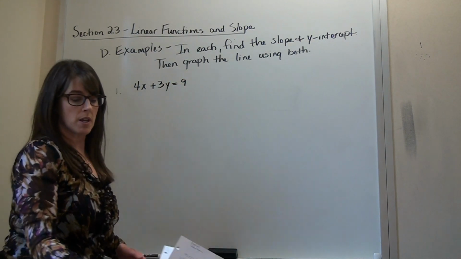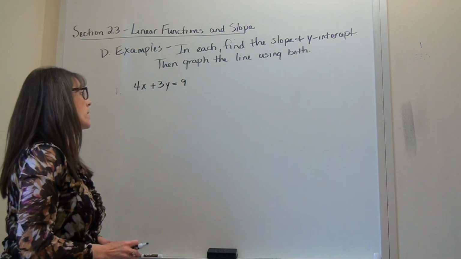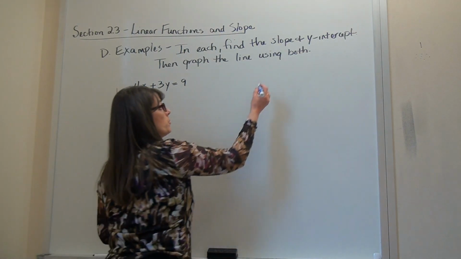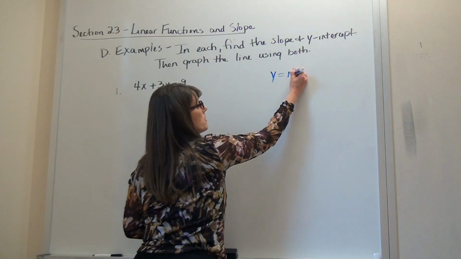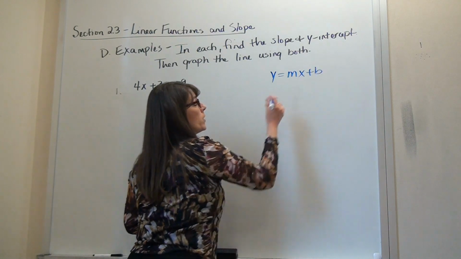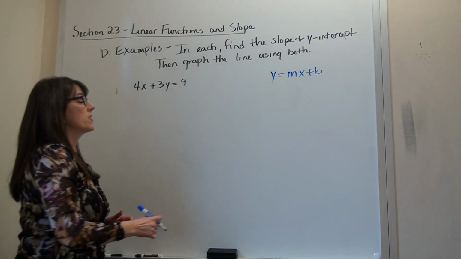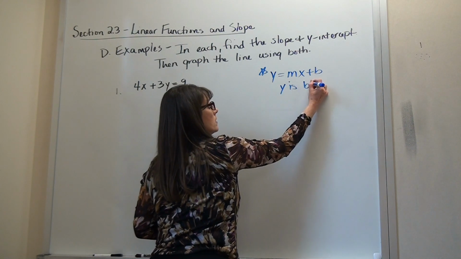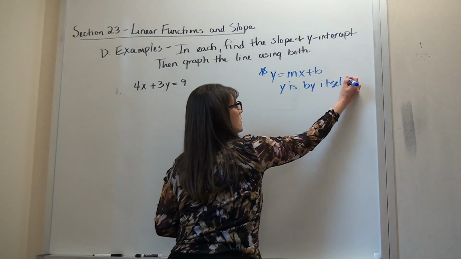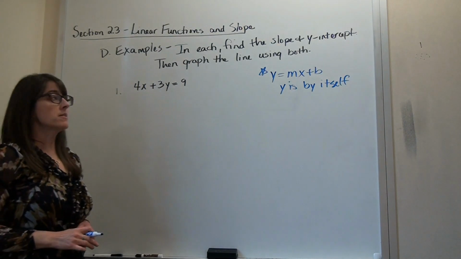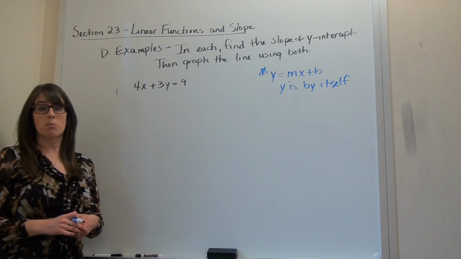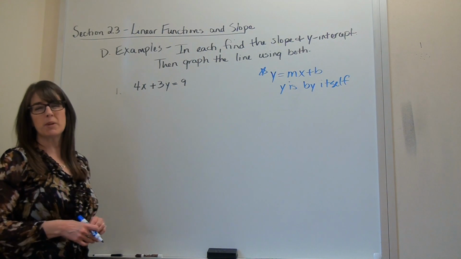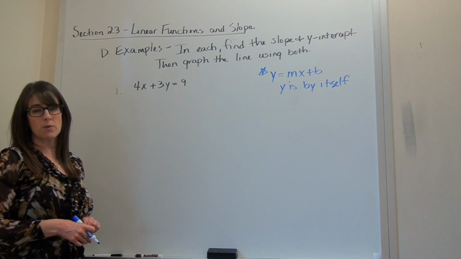So our first example says 4x plus 3y equals 9. Well, in order to pull out the slope, remember that form looked like this, y equals mx plus b. What is significant about this is that this y is by itself. Once the y is by itself, then I can pull out the slope, then I can pull out the y-intercept. Notice in this one, the y is not by itself. Well, we know how to manipulate equations. We know how to rearrange them.